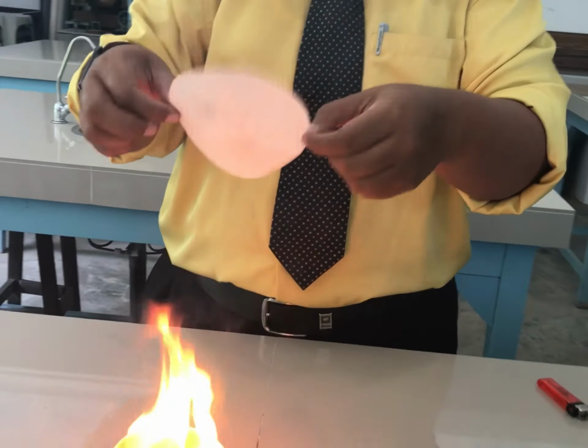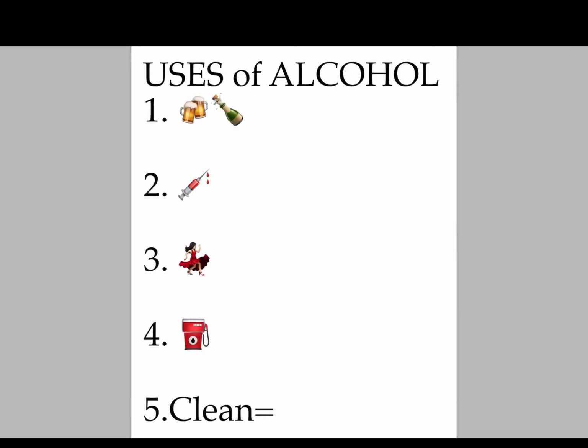So that is all the characteristics of the alcohol, which you can see in the video activity that I did last year. Alright, now we proceed to the uses of the alcohol. Over here we have 5 uses of the alcohol. As you can see, I use emojis. So you can pause the video and try to find the answers on the uses of the alcohol.